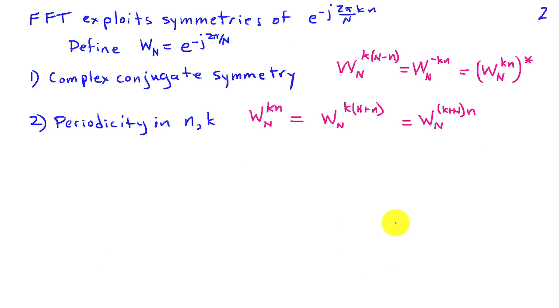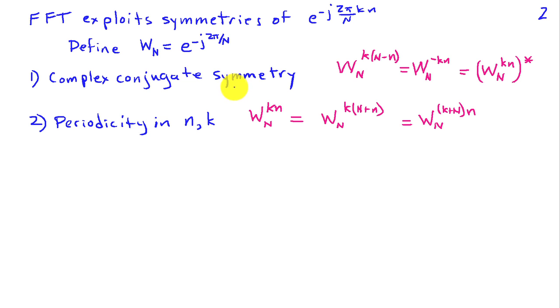So the FFT algorithm basically exploits the special properties of the complex exponential e to the minus j 2 pi divided by capital N times k times little n. And it's conventional to define a symbol W sub N to represent e to the minus j 2 pi over N. And with this symbol, we can write two of the important properties as follows.